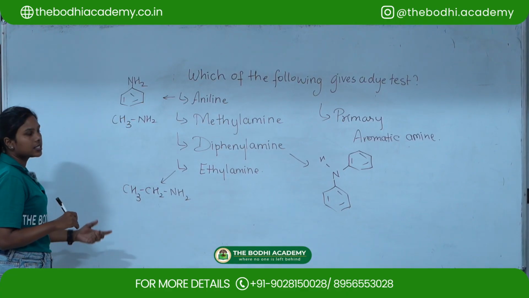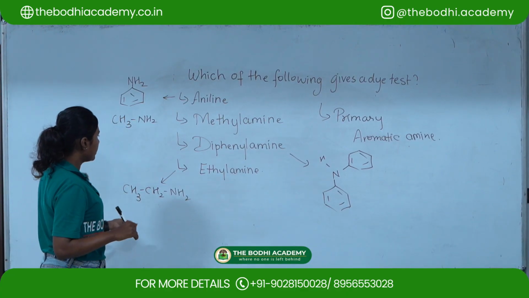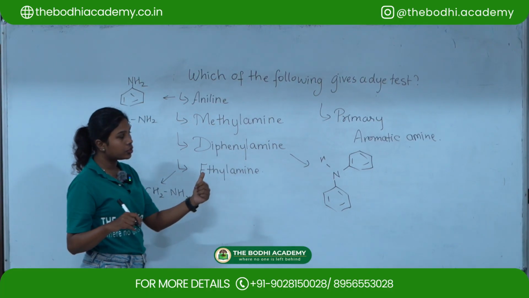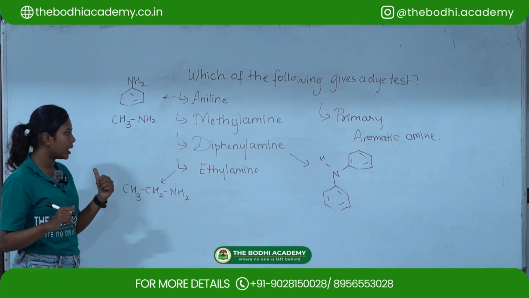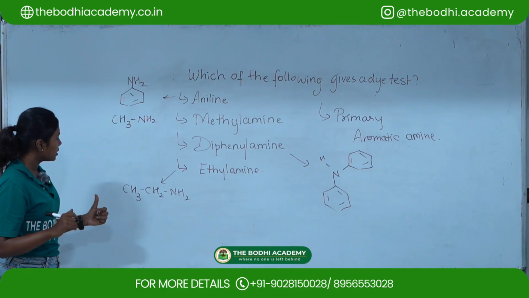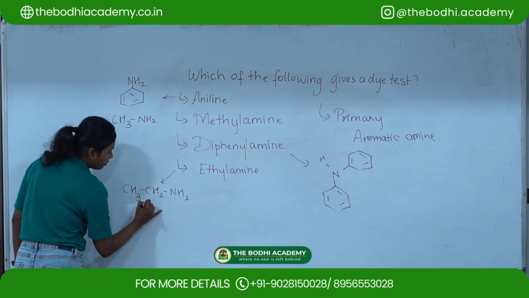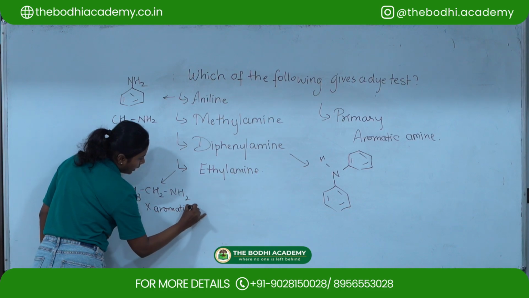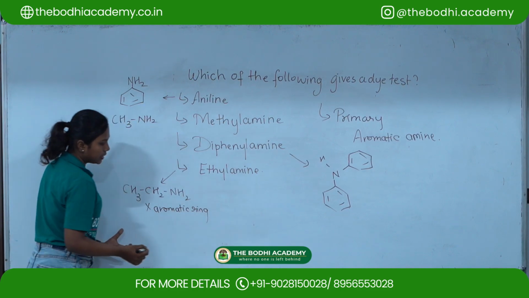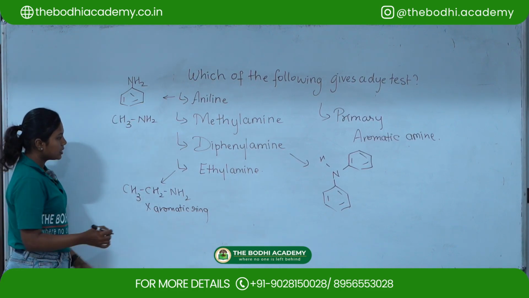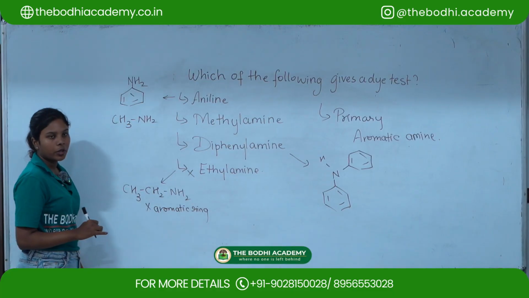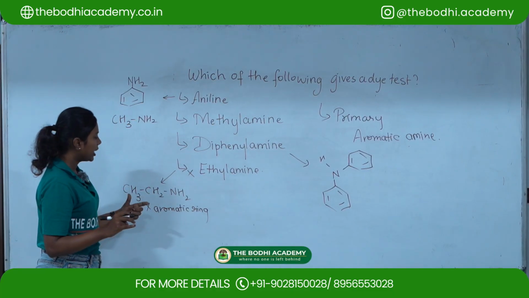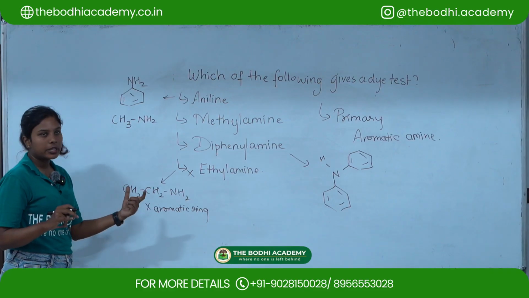Okay, so now let's look at each one of them. We'll start with ethylamine. We need to have a primary aromatic amine. In this case we do not have an aromatic ring or a benzene ring. So this cannot be the option because the important aromatic part of the question is missing over here.